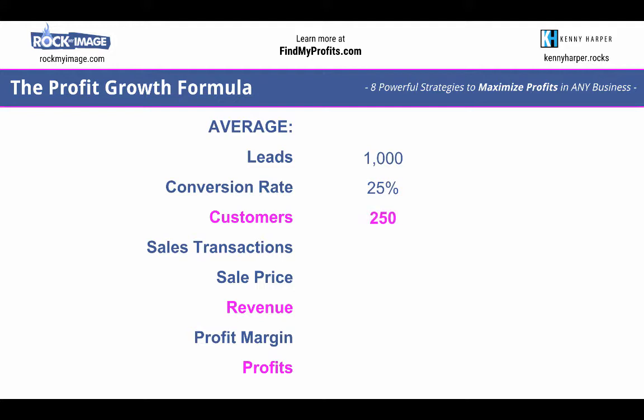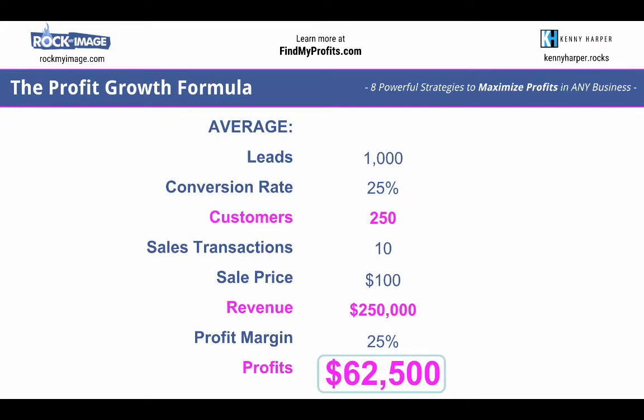So at 1,000 leads, they'll get 250 customers. And let's say for this business, the average number of sales transactions per customer is 10, and the average price per sale is $100. This would generate $250,000. With the 25% profit margin, it's around $62,500 in profit.